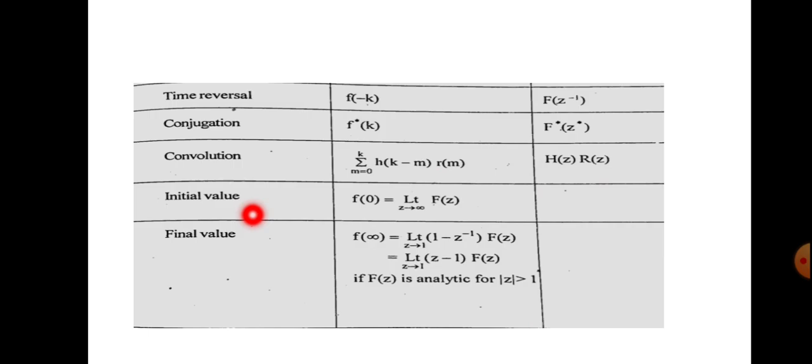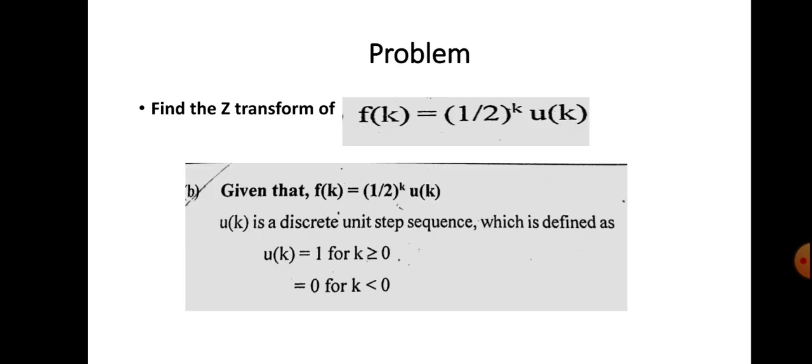Next, there are the initial value theorem and the final value theorem in the case of the z-transform. The initial value f of 0 is equal to the limit as z tends to infinity of f of z. Similarly, the final value theorem says that f of infinity is equal to the limit as z tends to 1 of (1 minus z inverse) into f of z. That can be written as the limit as z tends to 1 of (z minus 1) into f of z. These are the main properties of the z-transform.